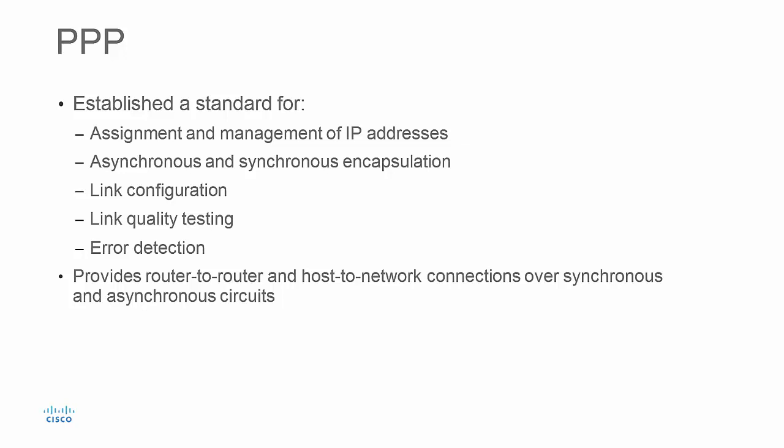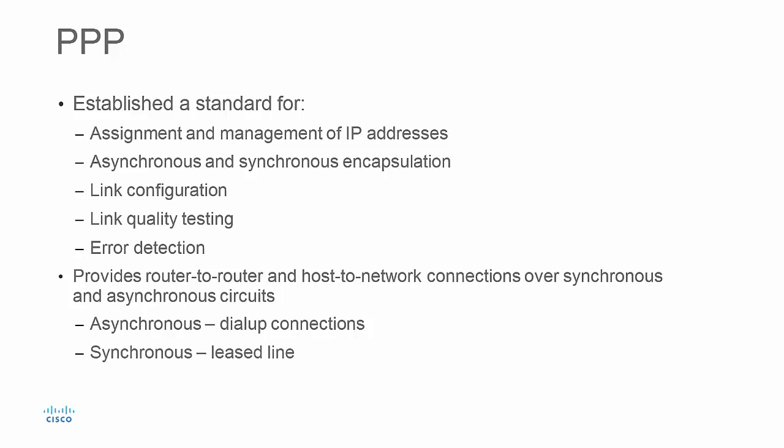Can you think of any examples of those two types of connections? For asynchronous, a dial-up connection would be a great example. And for the synchronous connection, an example would be a leased line. So PPP can be used on both of them. And what it does is provide encapsulation of IP traffic and all other functions that we specified earlier.